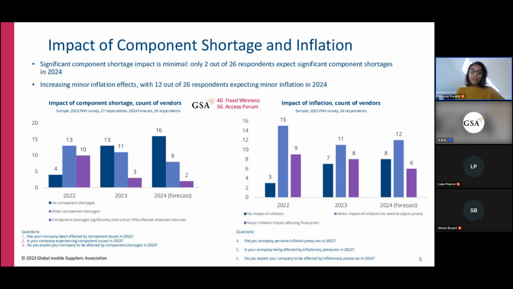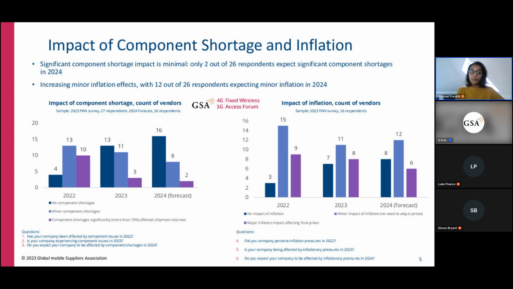Here we are looking at two factors which have impact on the supply side of shipment performance. On the left, impact of component shortages, and on the right, impact of inflation on prices. You can quite clearly see the reducing impact component shortages has had in 2022, with 10 out of 22 respondents indicating that the issue was significant and affected more than 10% of volumes. From 2023, while some shortages have remained, the majority have reported just minor or no shortages.